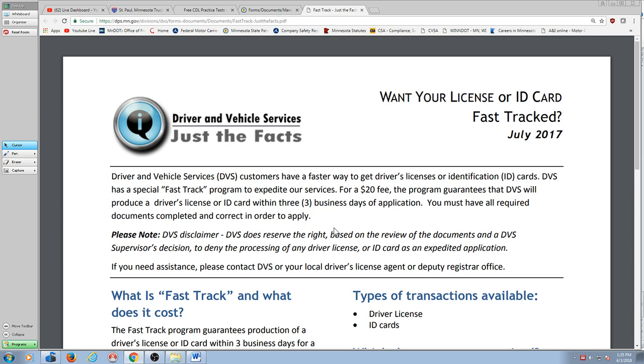So this pertains to getting your license. When you pass your road test, I would not go in and get your license at the same place that you take your road test. I'd take the paperwork, go to a deputy registrar, and pay the extra 20 bucks. You'll get it 6 weeks quicker. Okay? So I think that's huge.